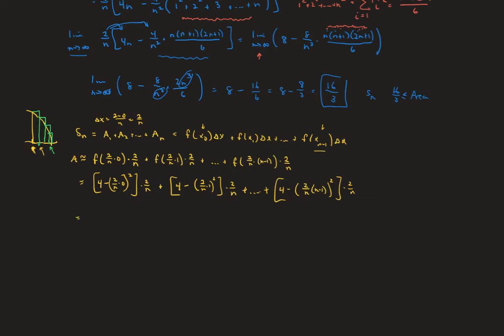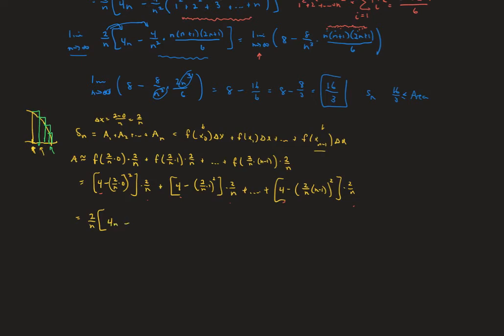Okay, well, now we're going to factor our 2 over n out of all of those, and so that's going to become 2 over n times, and now we're going to have a 4 in all of those. Remember, we have n rectangles, and so if we add 4 plus 4 plus 4 n times, that's going to be 4n.